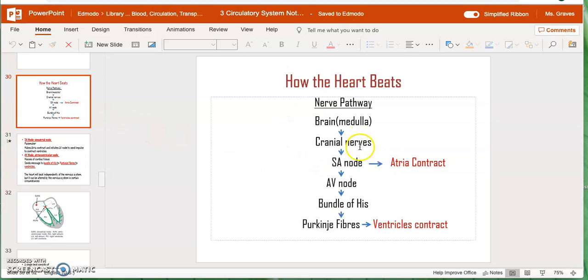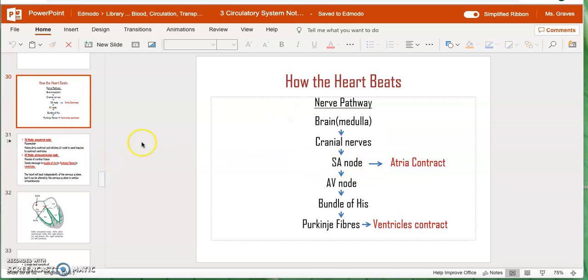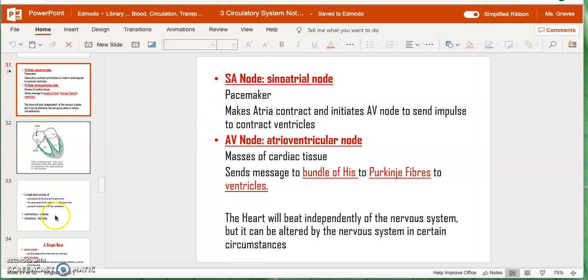So again, hopefully that clears this pathway up a little bit. We go SA node for atrial contraction, AV node, bundle of His, Purkinje fibers for ventricular contraction. And the rate at which these beats are happening are set by the SA node or the pacemaker.